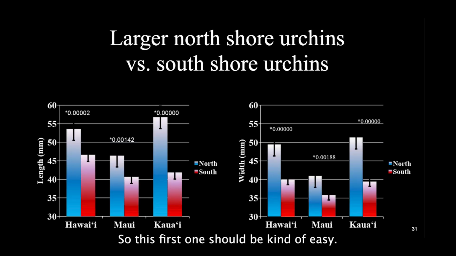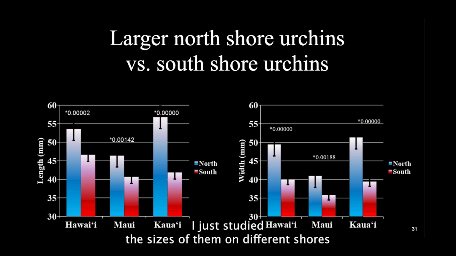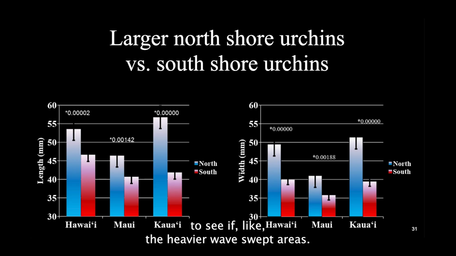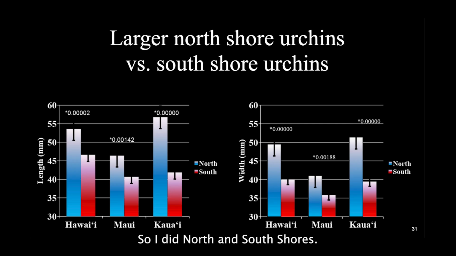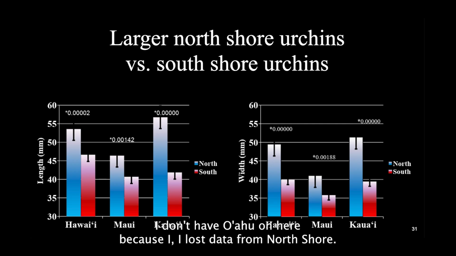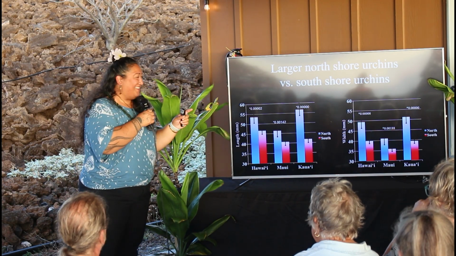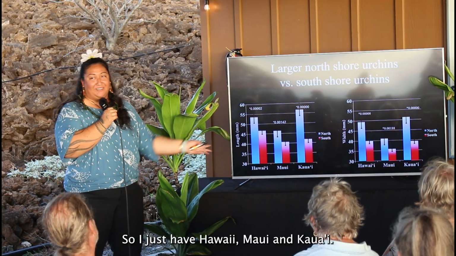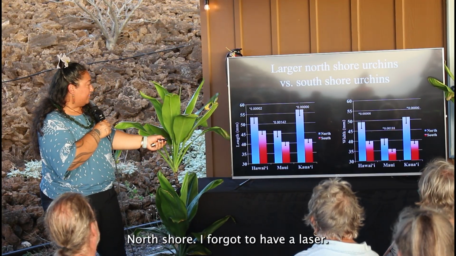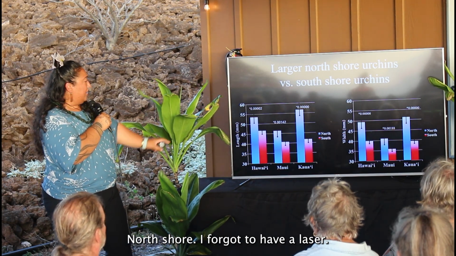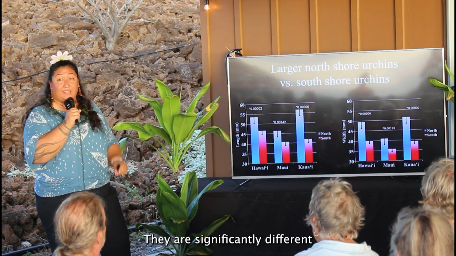This first one should be kind of easy to see. I just studied the sizes of them on different shores to see if the heavier wave-swept areas, those urchins were different from the tamer sides. So I did north and south shores. I don't have Oahu on here because I lost data from Oahu North Shore. So I just have Hawaii, Maui, and Kauai. And as you can see, where the blue is the North Shore, I forgot I don't have a laser, and then the red is South Shore, they are significantly different in sizes.